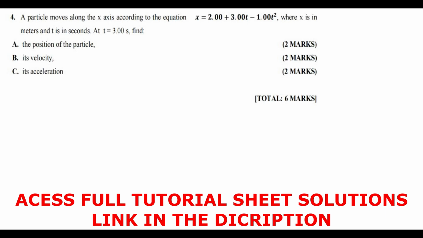So now, allow me first to explain and then we'll come back and solve these questions. When you hear the word position, we are talking about the distance. We are finding the distance. So the position has been given, the particle has been given x is equal to 2.00 plus 3.00t minus 1.00t squared.